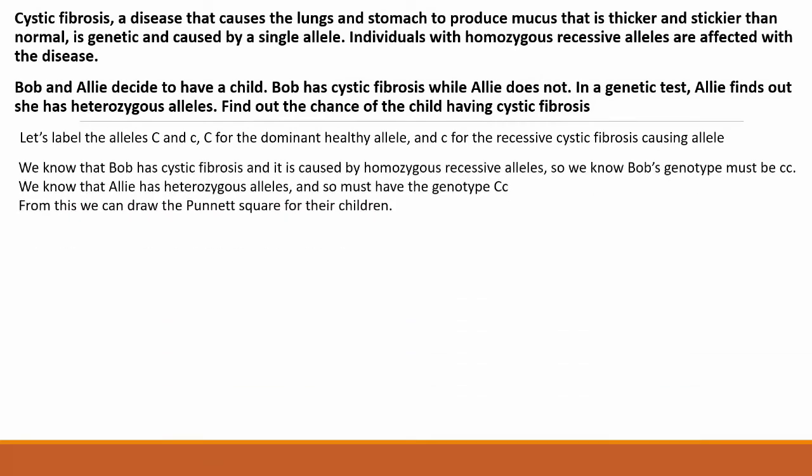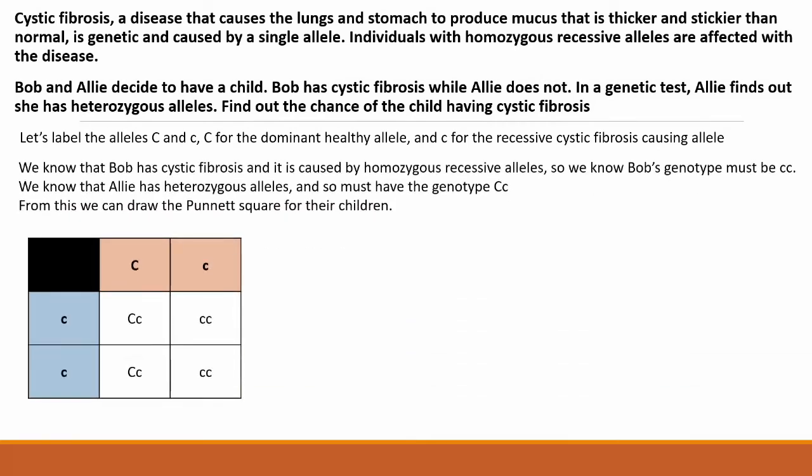From this, we can try and draw the Punnett square for the children, which should look like this. And looking at the Punnett square, we can see that half of the children have dominant recessive alleles, and half of them have recessive alleles. This means the half with dominant recessive alleles will not have cystic fibrosis, while the half with recessive alleles will have cystic fibrosis, and therefore there's a 50% chance that a child will have cystic fibrosis.